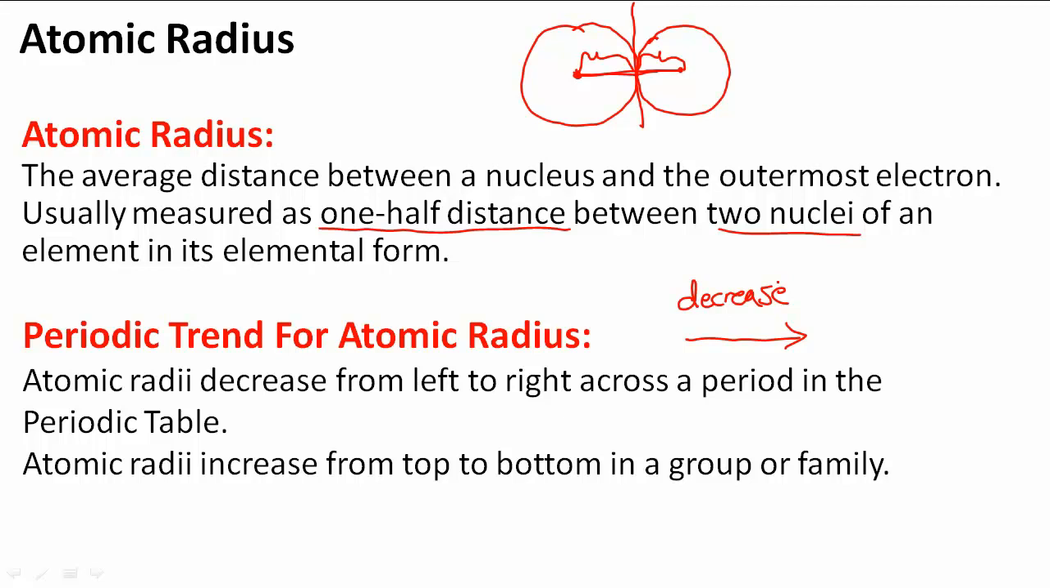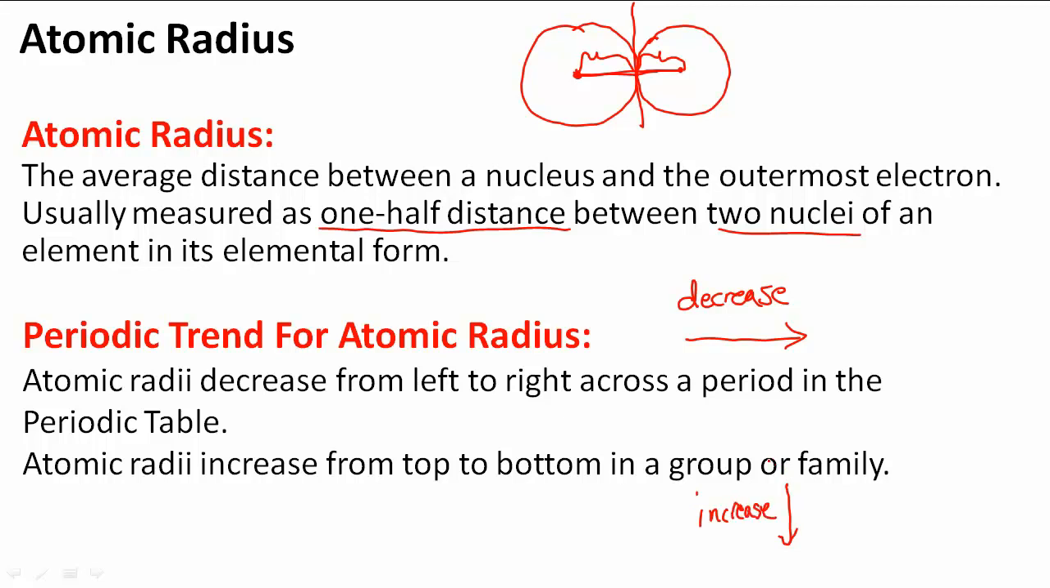So it is very easy to see that when you keep adding protons as you move from left to right, you are decreasing the distance because you're pulling them closer. Atomic radii increase, though, from top to bottom. So as you go from top to bottom, it increases because now you're adding more energy levels and more orbitals.